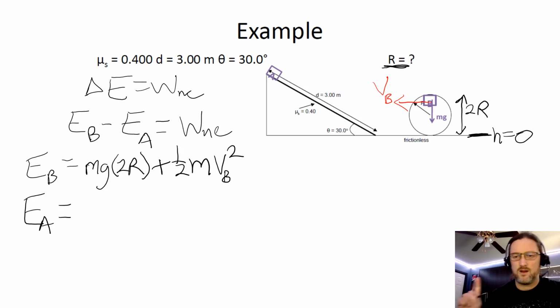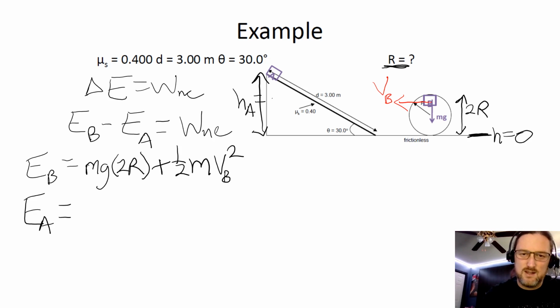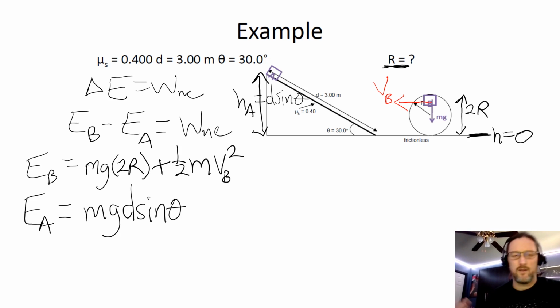Well, it's not moving. It said it starts at rest, so no kinetic energy of any kind. That's 2 of our 4. Then there are no springs, so no spring potential energy. And gravitational potential energy: how high up is it? What's this height right here, height at point A? Well, with a little bit of trigonometry, we can figure out that this has got to be d sine theta, where theta is equal to 30 degrees. D is that 3 meters, the length of the ramp. So I can say this is mg d sine theta. And that's the only kind of energy that exists there to begin with, right?